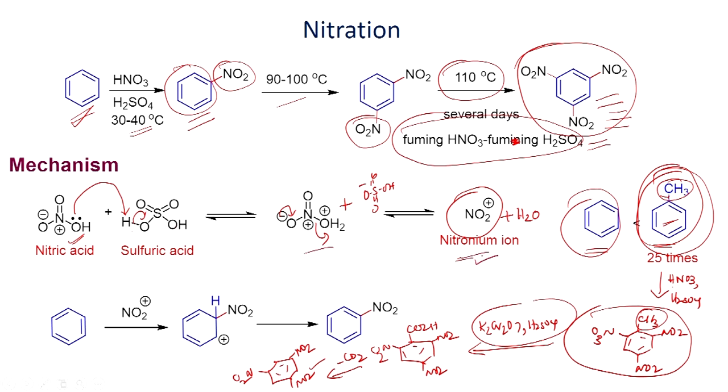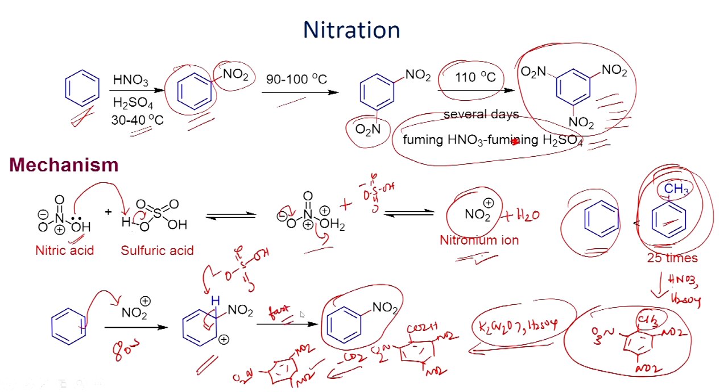Once you form this, the aromatic ring can act as a nucleophile and undergo an addition reaction, as you can see here. Then you will be able to get this carbocation intermediate. Once you form this, it can lose a proton, and then you will be able to get nitrobenzene as the product. This step is slow, this step is fast.